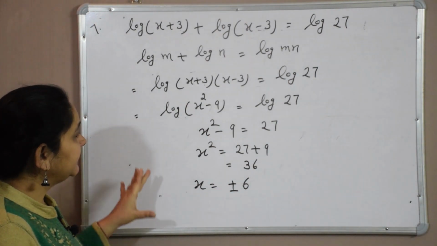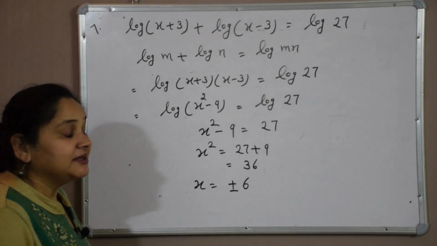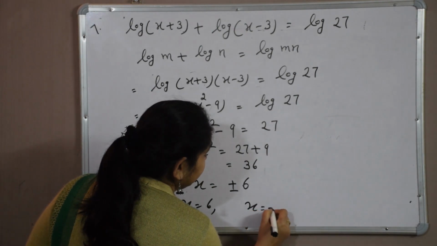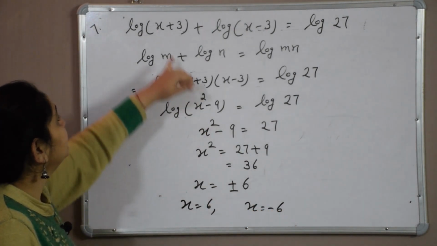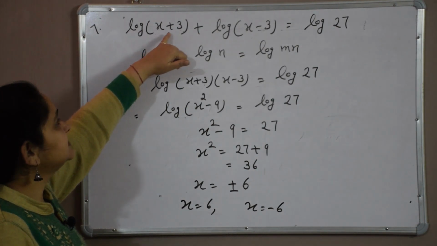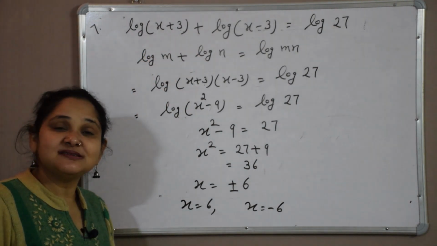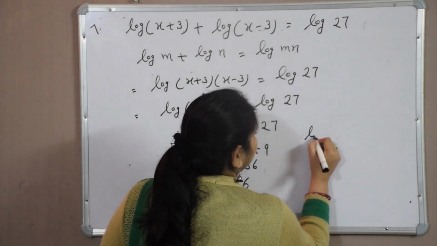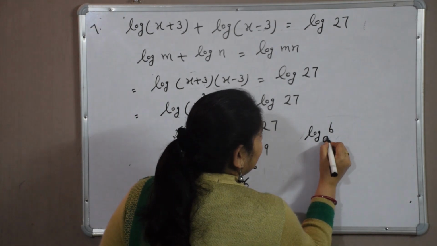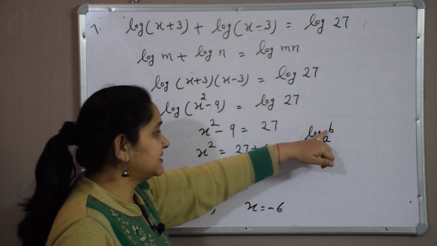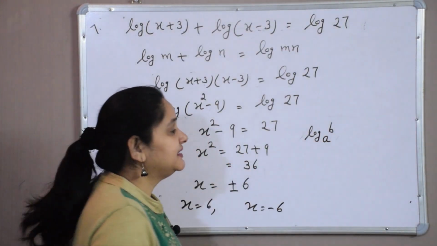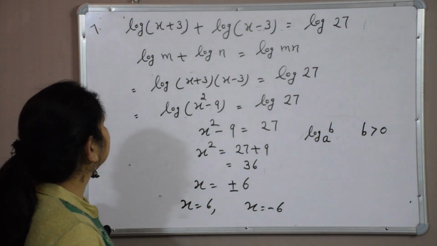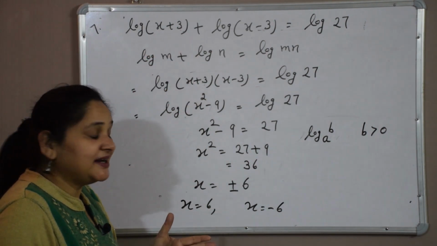I am taking this question only to tell you that only positive values we can consider. Suppose I take x equal to minus 6, then what will it become here, log of minus 6 plus 3, that is log of minus 3, and that is not possible at all. In the starting I told you that if we have log of b to the base a, there is a condition that b should always be greater than 0. b can't be negative. So log can't take negative values inside it.